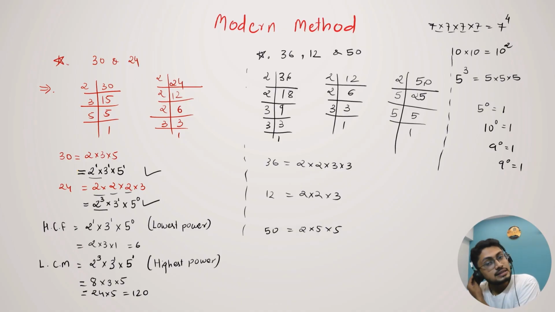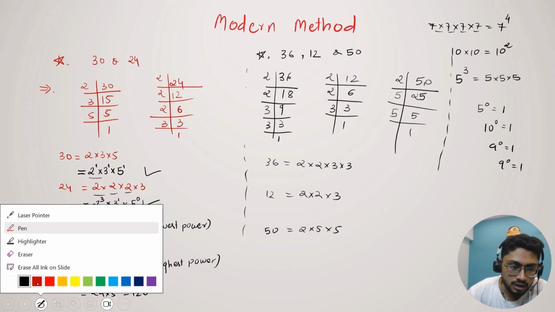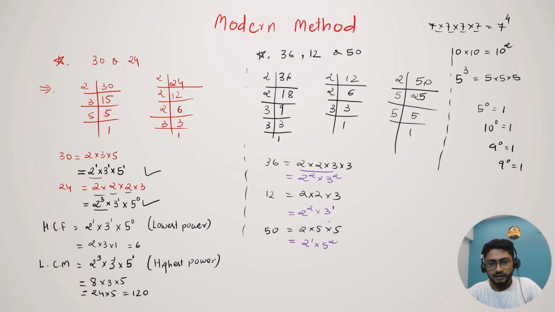Now understand this very carefully. The second step in this modern method is that you need to write this in the form of exponents. What do I mean? For 36: 2 two times, 3 two times. For 12: 2 two times, 3 one time. For 50: 2 one time, 5 two times. Now to find the HCF and LCM of these three numbers, we need to add whatever is missing. 5 is missing, so add 5 raised to the 0. And 3 is missing, so add 3 raised to the 0.